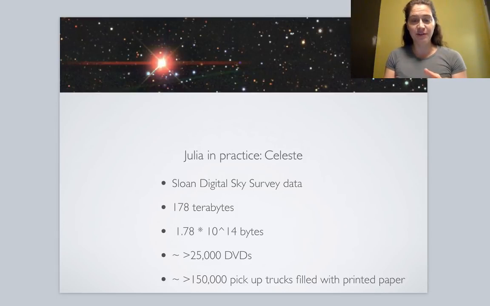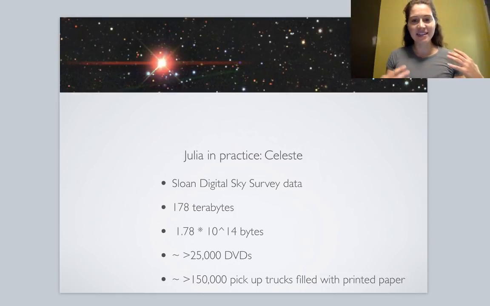Over the course of this survey, the Sloan Digital Sky Survey collected about 178 terabytes of data, which, for your reference, I always forget what these different prefixes mean, but tera is 10 to the 12. So we're talking about on the order of 10 to the 14 bytes, which would require about 25,000 DVDs to store that amount of data. Another silly statistic that I like to include just to give you a better sense of scale is that if you wanted to print that amount of data on written paper, it would take about 150,000 pickup trucks to lug around that much paper and that much data.